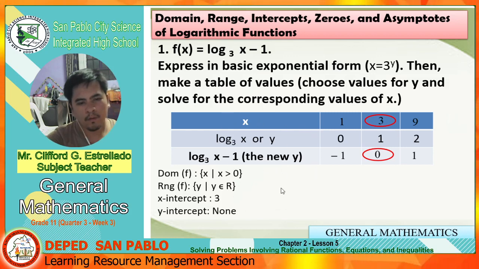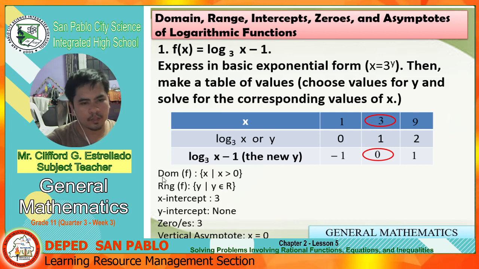Okay? Kasi ang x natin, hindi magiging equal to 0 ang value niya. Bawal. Kaya yan, none. Then, zeros natin, ang x-intercept, kaparehas niya lang, so 3. Vertical asymptote natin, so mula doon sa domain, x is greater than 0, restriction natin, so x is equal to 0. And then, sa horizontal asymptote, since all real numbers yan, so no horizontal asymptote. Okay?